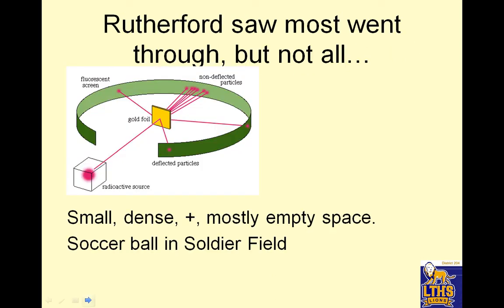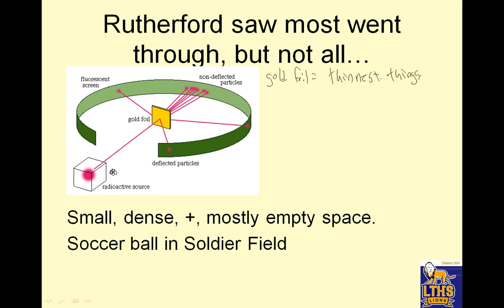Rutherford saw most went through, but not all. Now, what happened was Rutherford had this radioactive source, and he shot these pretty big particles. Okay, they were alpha particles, and he shot these things through gold foil. Gold foil is one of the thinnest things we can get. You can take a hammer and just beat on gold so it's so thin you can see through it.